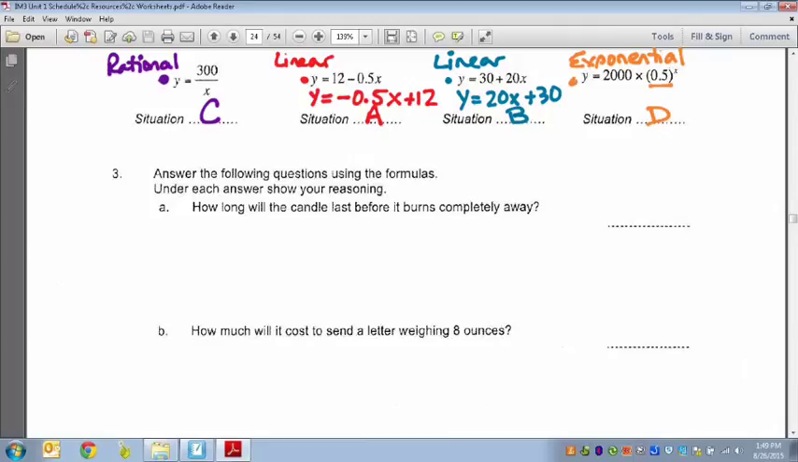Okay, in the next video, I'm going to go through these different scenarios, and we will figure out these problems using the formulas now that we've identified which situation belongs where.